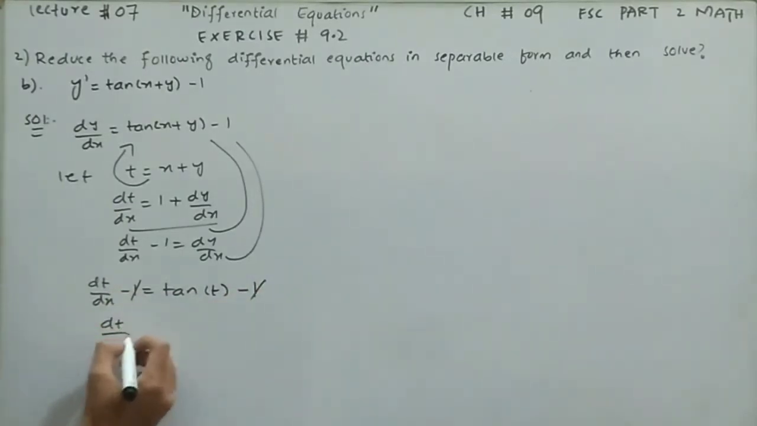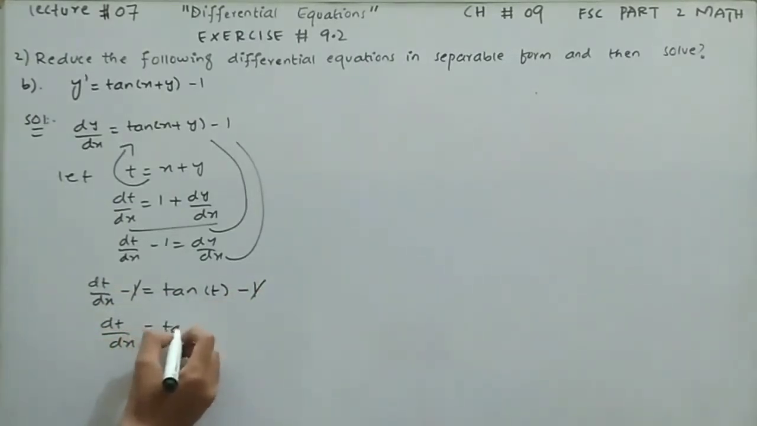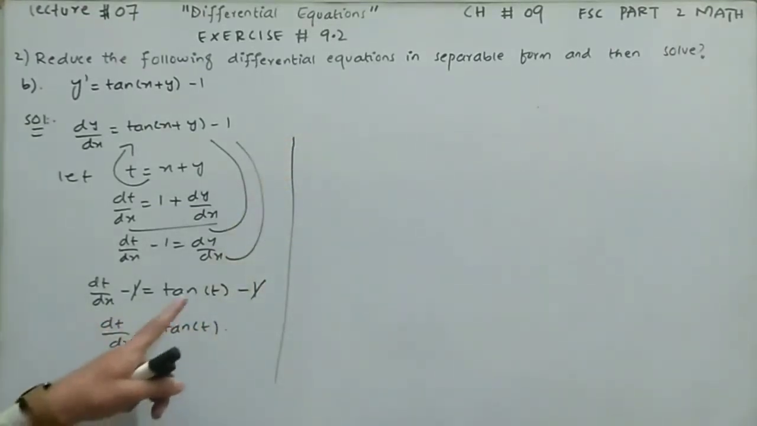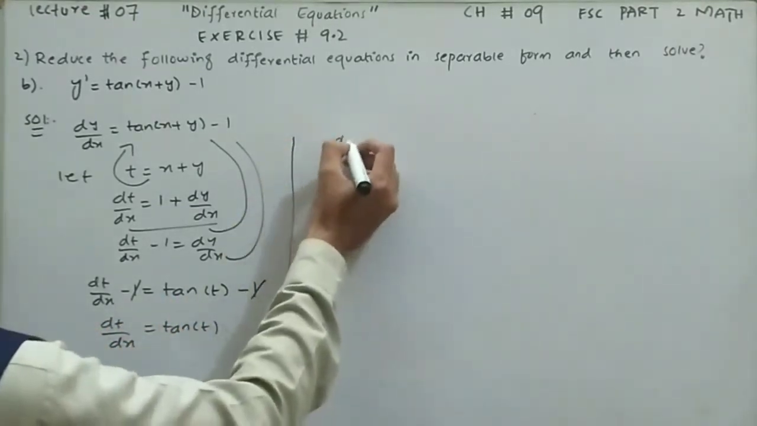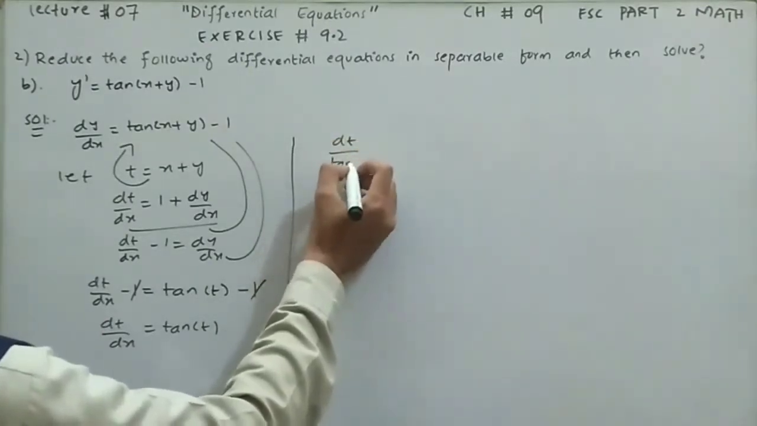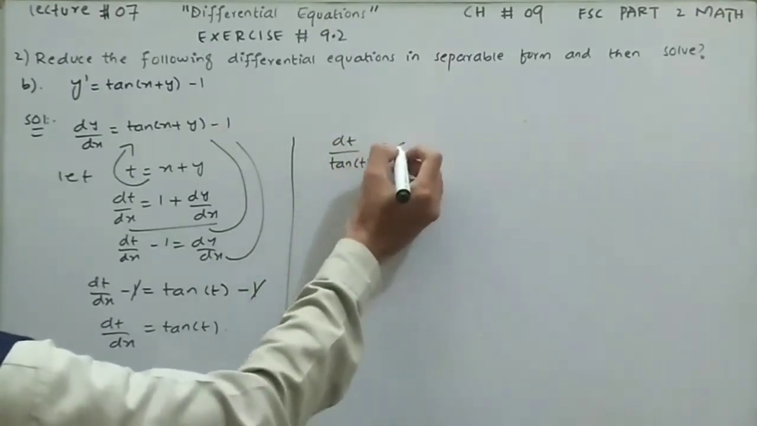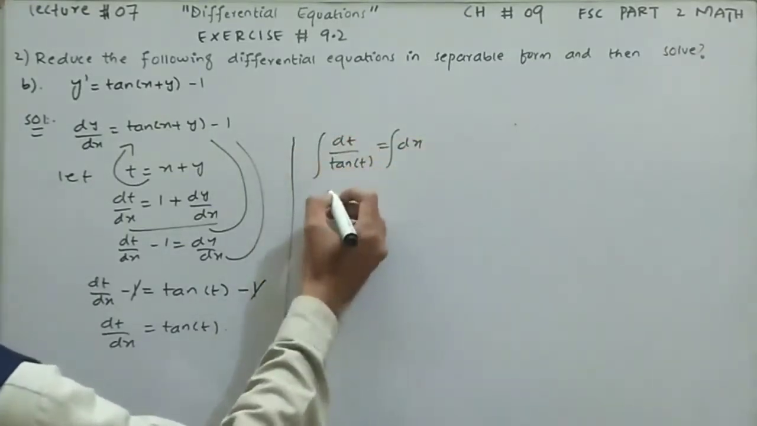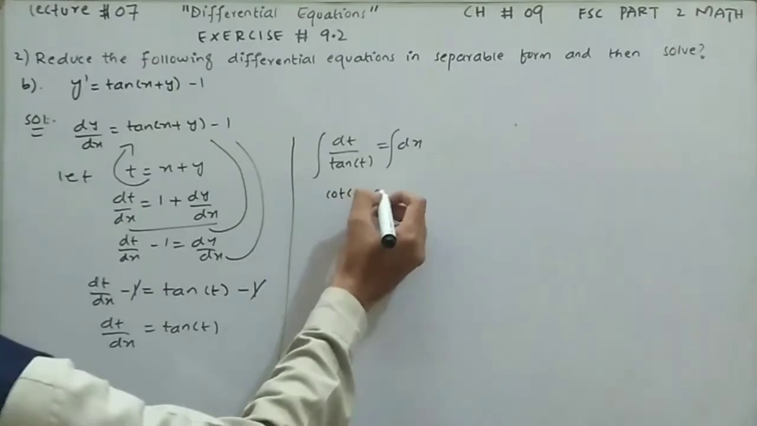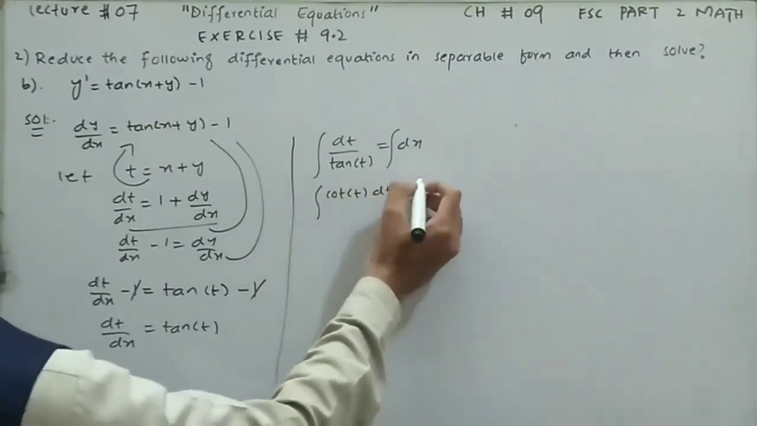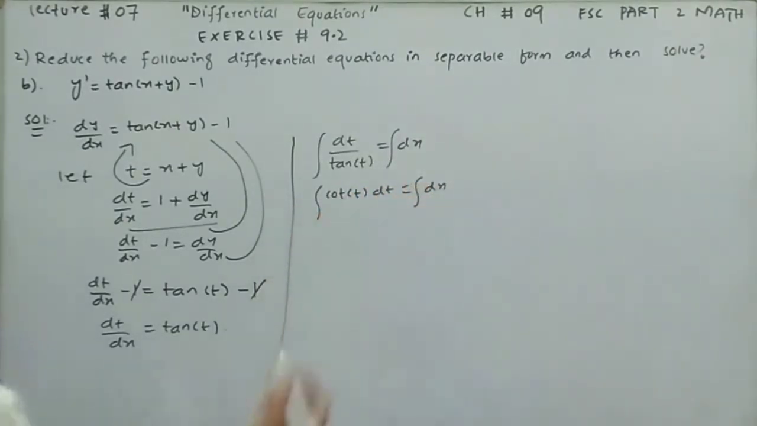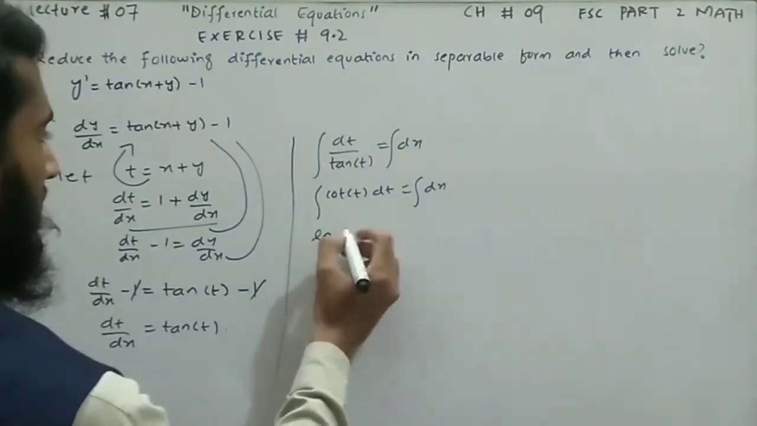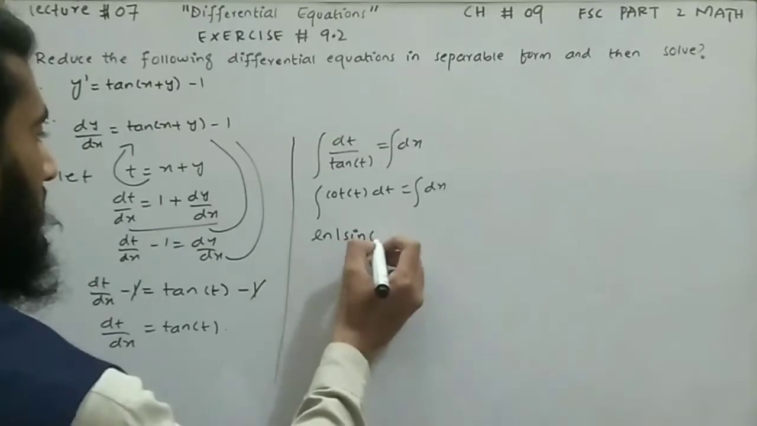We are left with dt over dx is equal to tan t. Now shift tan t to the left-hand side, so it becomes dt divided by tan t, and shift dx to the right-hand side. Take the integral on both sides, so 1 over tan t is cot t, into dt, integral, and integral dx. The integral of cot t is actually ln of sin t.